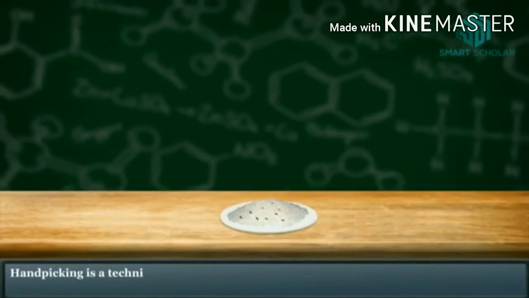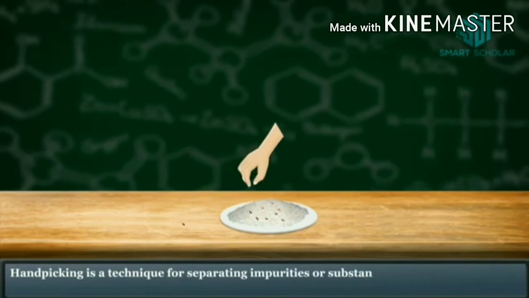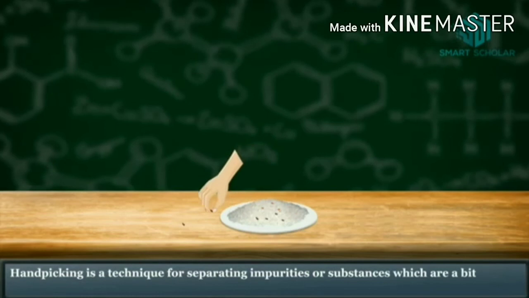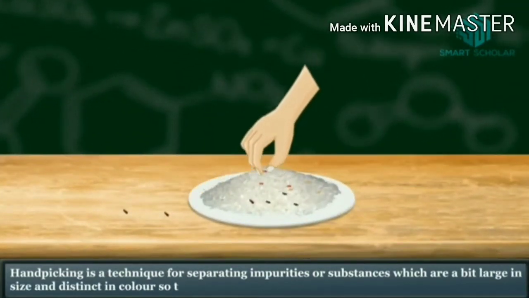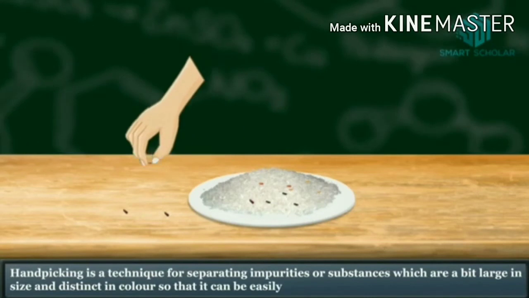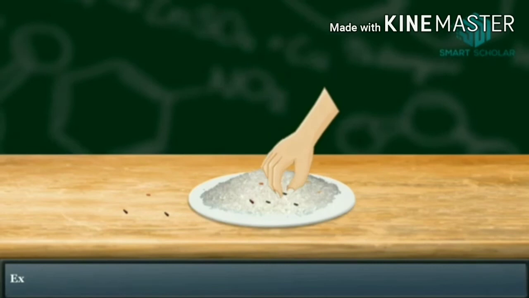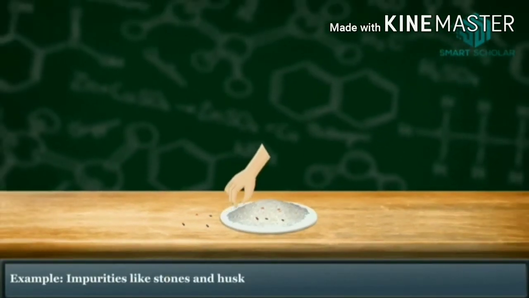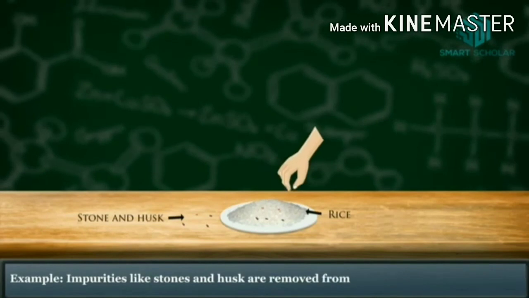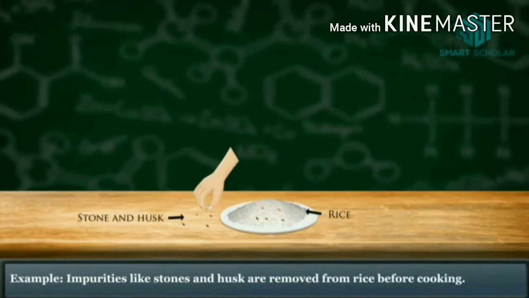Hand picking is a technique for separating impurities or substances which are a bit large in size and distinct in color, so that they can be easily picked by hand. For example, impurities like stones and husk are removed from rice before cooking. Let's get down to the next one.